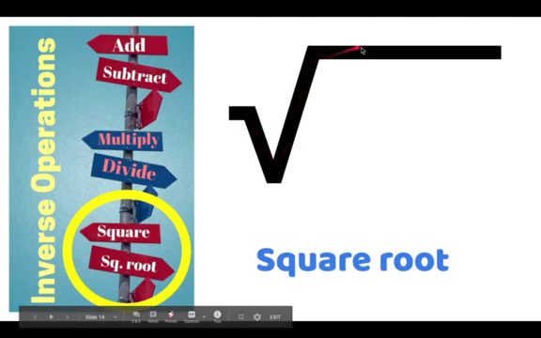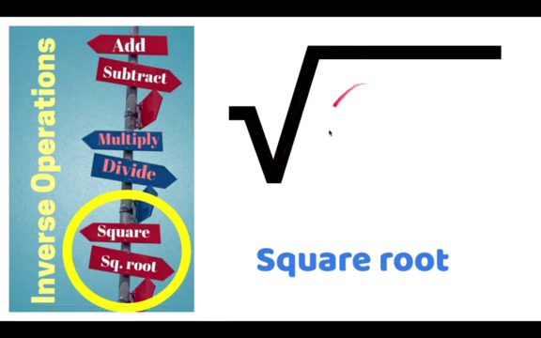This is the square root symbol. Maybe you've seen it before. A number is usually underneath it. It actually is called the radical, but we'll call it the square root symbol.